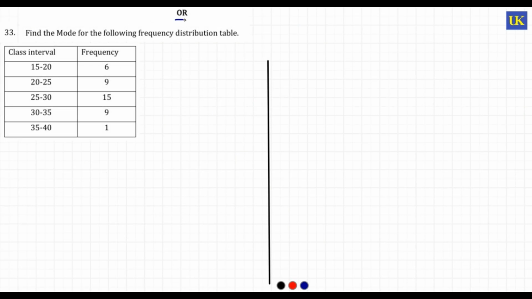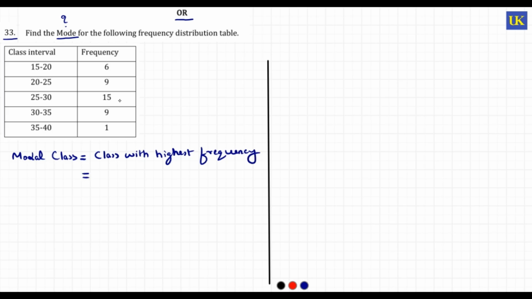Now we'll see the next question. This is the OR question for question number 33, and here they are asking us to find the mode. Now first what we have to do is find the modal class. Class with the highest frequency is the modal class. So the highest frequency is what? Highest frequency is 15.